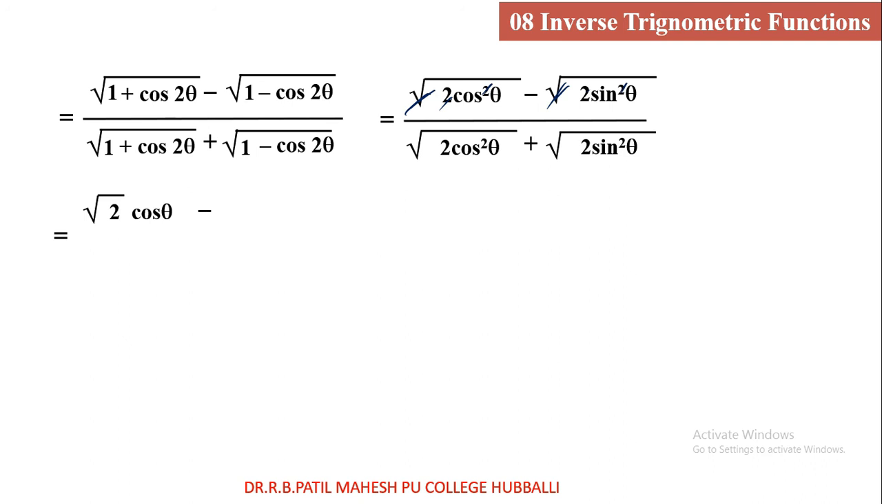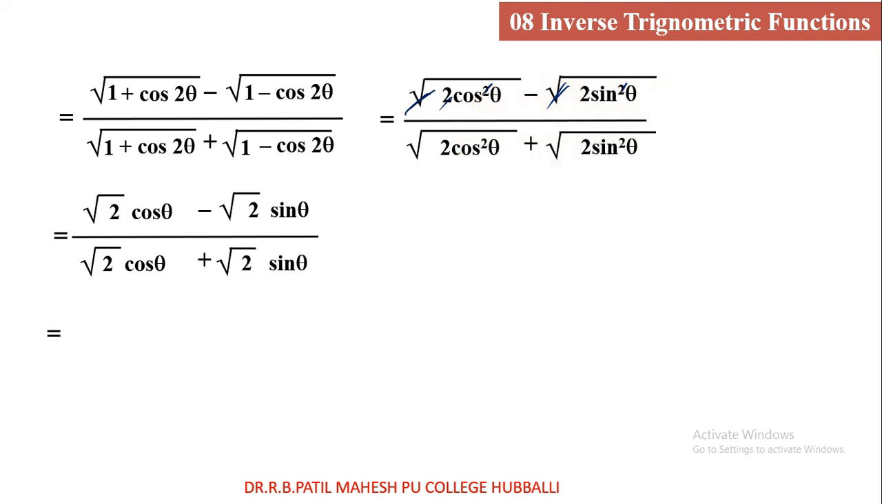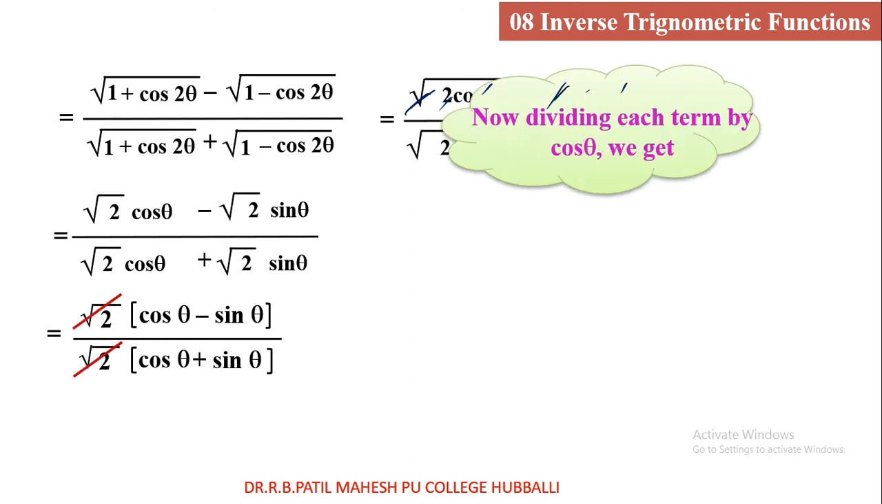So root 2 cos theta minus root 2 into sin theta. Denominator also the same thing, root 2 cos theta plus root 2 sin theta. So here taking common factor, that is root 2. Root 2 common in the numerator, cos theta minus sin theta, upon root 2 common, cos theta plus sin theta. So root 2 and root 2 get cancelled. Now dividing each term by cos theta.